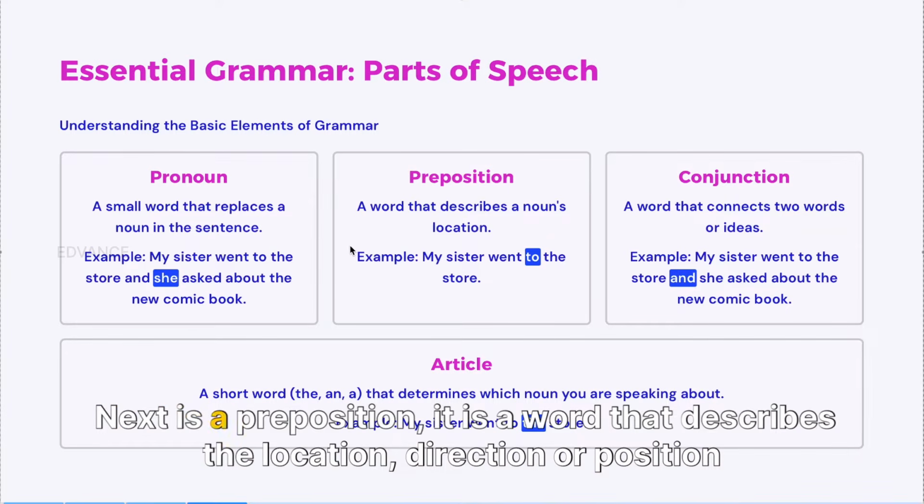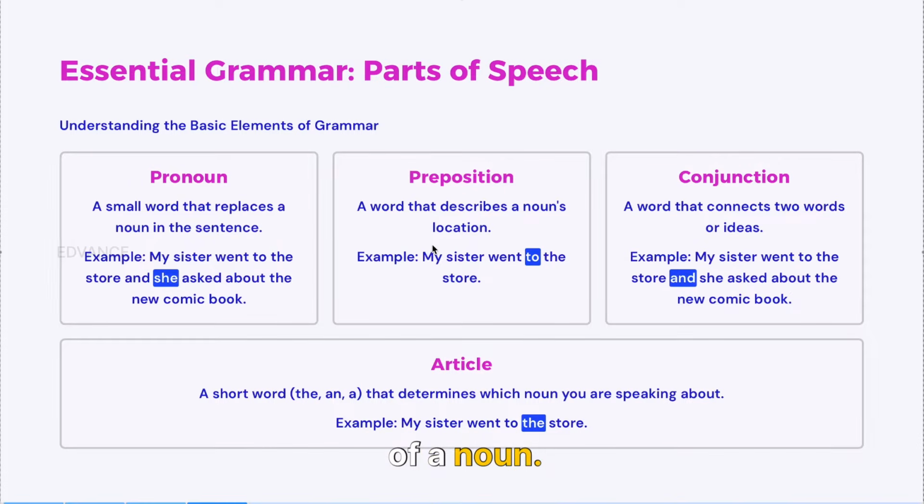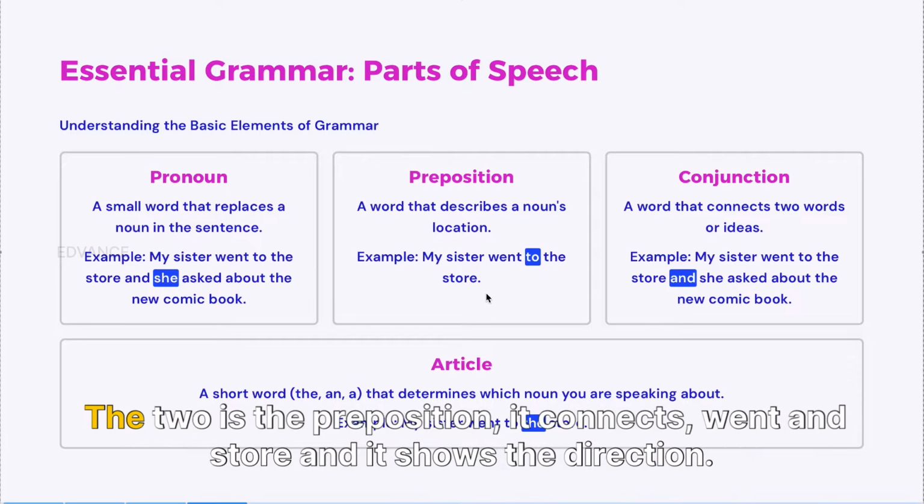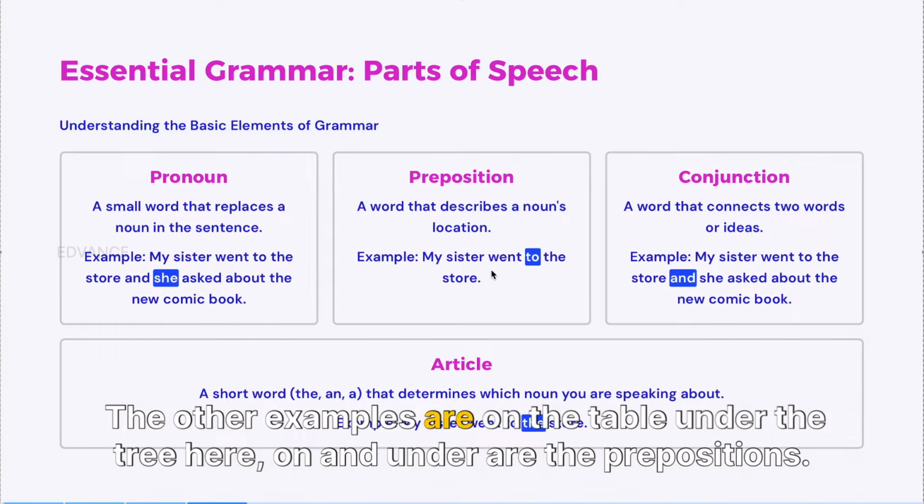Next is a preposition. It is a word that describes the location, direction or position of a noun. In the sentence, my sister went to the store, here to is the preposition. It connects went and store and it shows the direction. Other examples are on the table, under the tree. Here on and under are the prepositions.